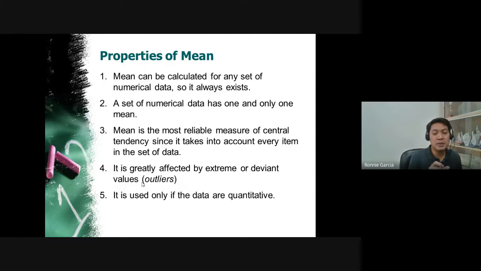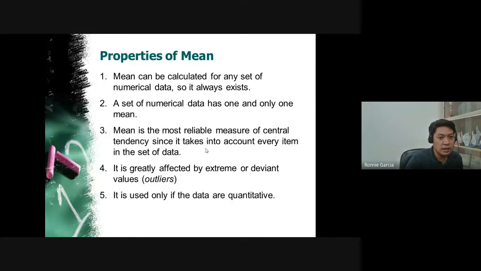So it means na bawat numero, bawat value, bawat data are taken into account. Itong ibig sabihin na it takes into account every item. That is why it is most reliable. Unlike the other 2, yung median and mode, you will learn later bakit hindi siya masyadong ginagamit. So for the mean, it is accounting the given items one by one, so it is the most reliable measurement. When you are doing research, mean ang pinaka ginagamit, pinaka-common.